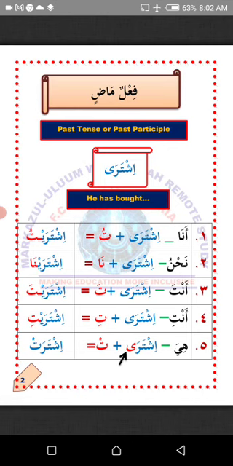Ishtara simply means he has bought. He in Arabic is huwa, which is the opposite of hiya, she. So how do we now change the verb ishtara to suit the following pronouns?